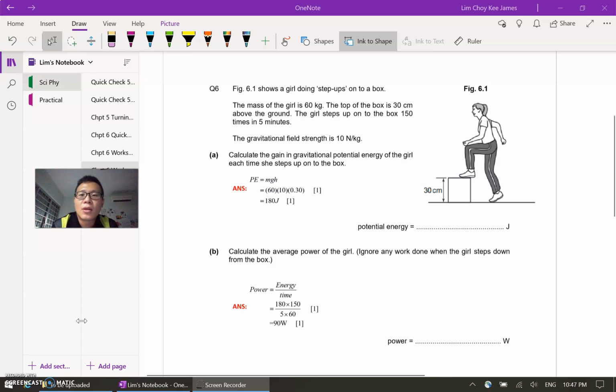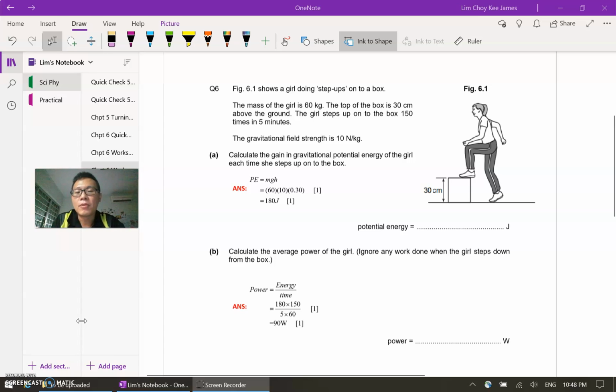Today's topic will be on power. The question we are using today has several key things that I would like students to remember and take note of. The story is about a girl doing a step up exercise. The question then asks the students for the gravitational potential energy, and eventually ends off by asking for the average power of the girl.